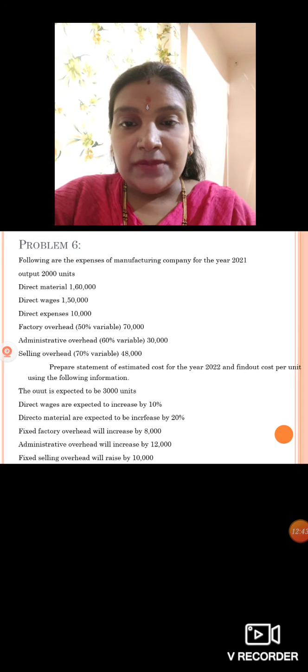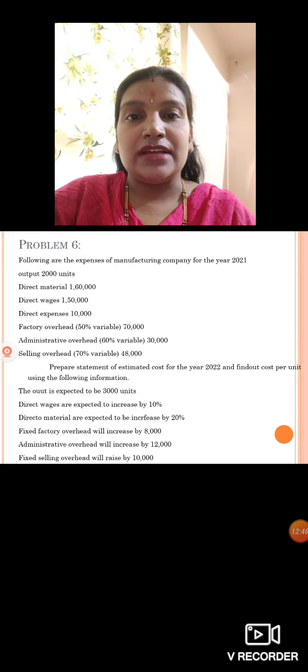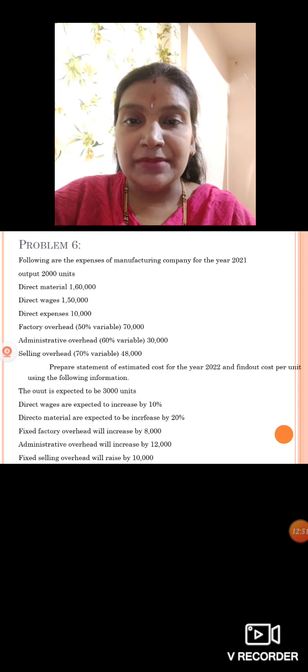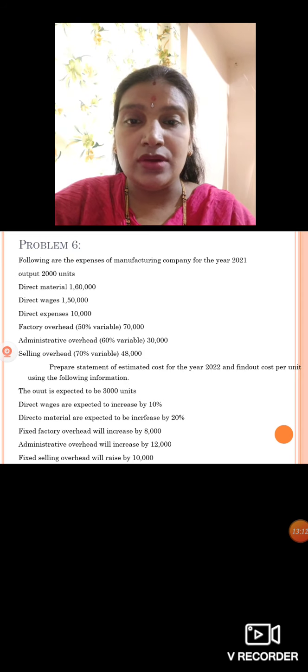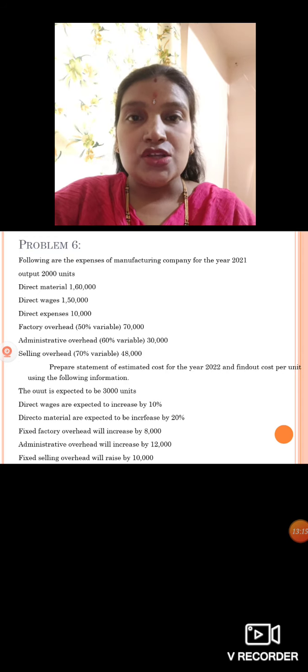Okay. Then administration overhead will increase by 12,000. Administration overhead increase you have. Regarding administration overhead you have it as 60% variable, right? And 40% fixed you have. So what you're going to do, 12,000 you're going to add to the fixed value, not the variable. 40% of administration overhead, which is of 30,000, for that you're going to add 12,000 rupees. Okay, for fixed overhead you have to add it because they have not mentioned anything else. So we will consider it for fixed only, not for variable.